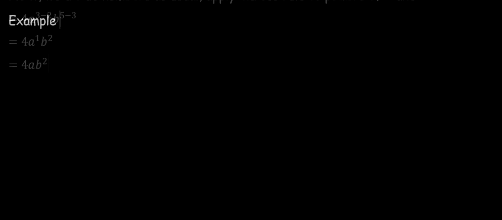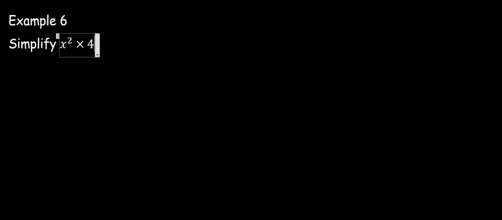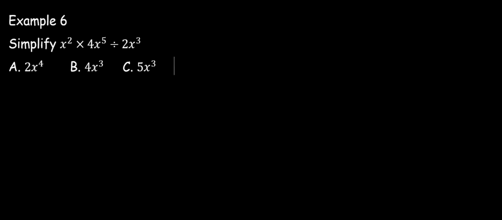Another example. Simplify x raised to power 2 times 4x raised to power 5 divided by 2x cubed. Options. A, 2x raised to power 4. B, 4x raised to power 3. C, 5x raised to power 3. D, 7x raised to power 4. E, 11x raised to power 3.